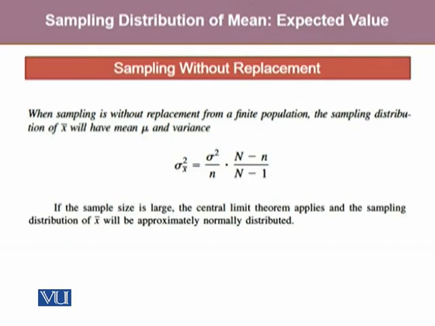But when we are doing sampling without replacement from a finite population, the sampling distribution of x bar will have mean mu, but its variance will be sigma x bar square, which is equal to sigma square over n multiplied by capital N minus n over capital N minus 1. But if the sample size is large, the central limit theorem applies here too, and the sampling distribution of x bar will be approximately normally distributed. Here, this expression, capital N minus n over capital N minus 1, is called the finite population correction.